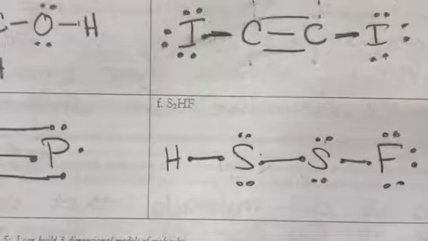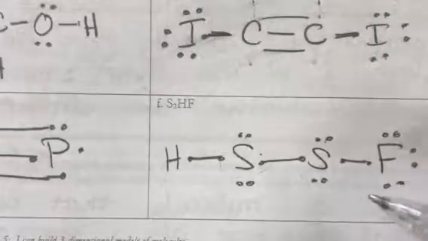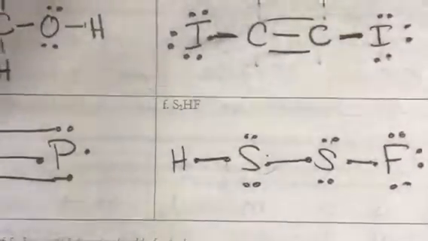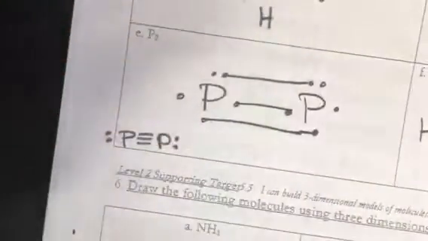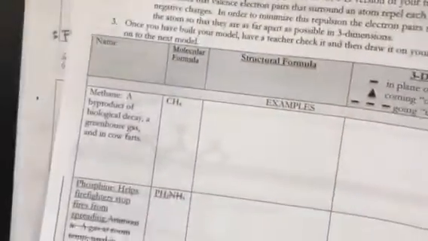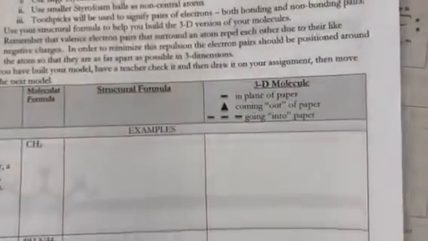So this next one's going to be a little bit trickier. So this one is where you're going to look back to number 6 here. I'm going to zoom out a little bit. So number 6 here, look that up. Number 6 says we need to draw the following molecules using 3 dimensions. So that's where you're going to look back to building 3D models. You're going to need to draw the structural formula, and then you're going to have a 3D model.